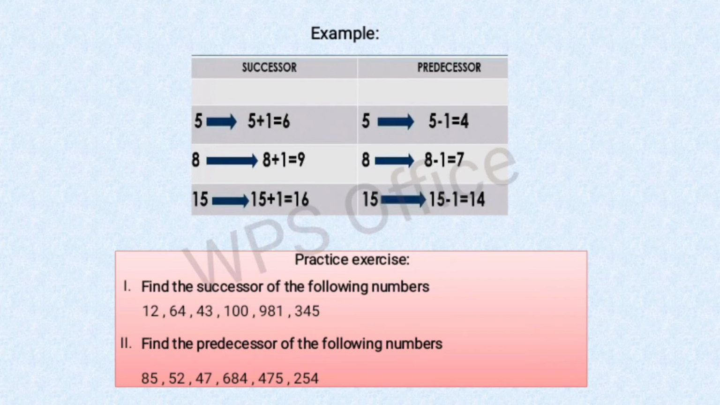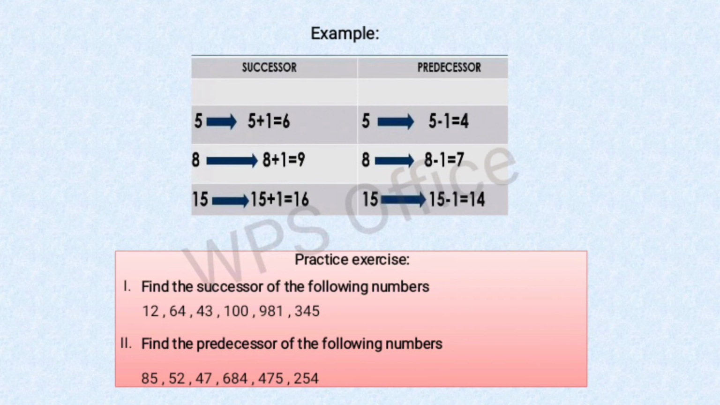Now, find the predecessor of the following numbers. What will be the predecessor of 85? Yes, 85 minus 1, that is equal to 84, is the predecessor of 85. 51 will be the predecessor of 52. 46 will be the predecessor of 47. 683 will be the predecessor of 684. 474 will be the predecessor of 475. 253 will be the predecessor of 254.